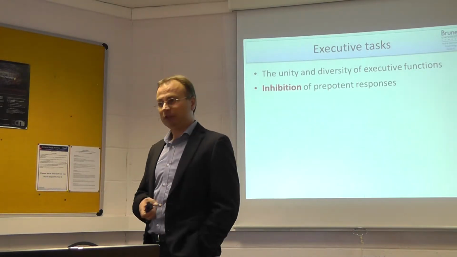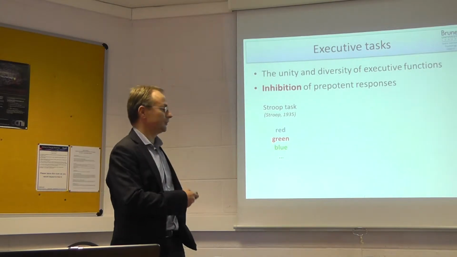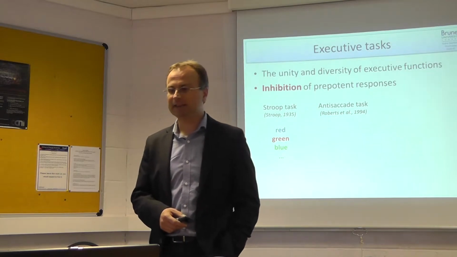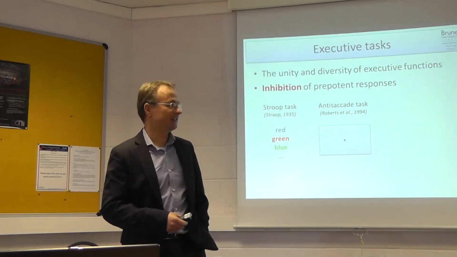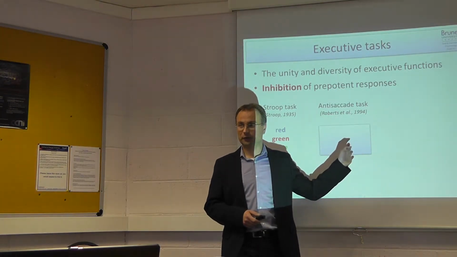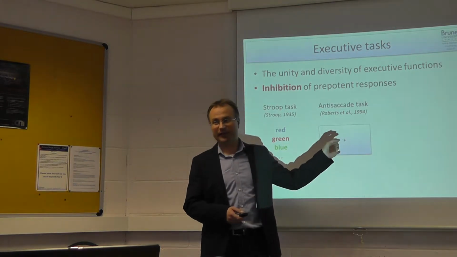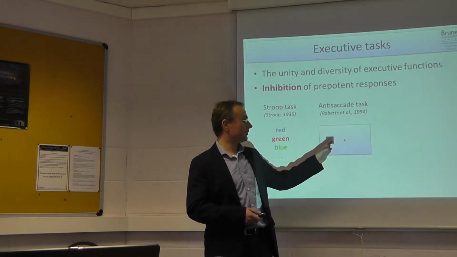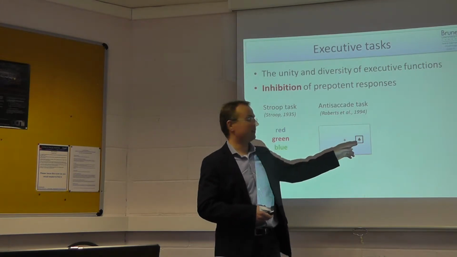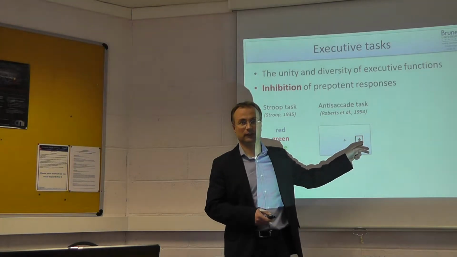And we have inhibition of prepotent responses. Here they used the Stroop task, then the so-called anti-saccade task, and the variant they used looks like this. You have to fixate across the screen, then you get a black square, which you should ignore because briefly afterwards, on the opposite side, the target will appear. This is an open box with a little arrow in there.